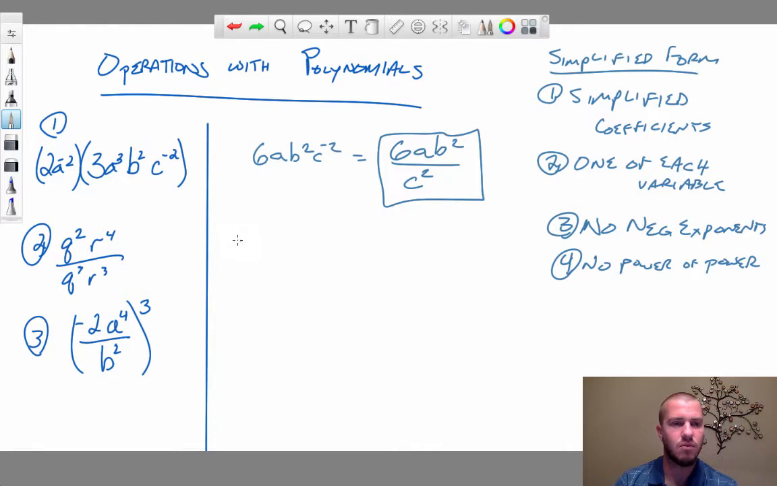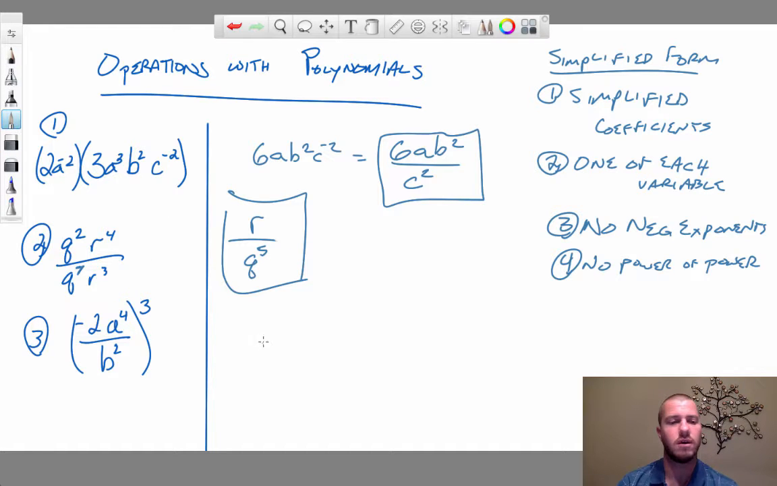So for this second one, this is q raised to the 7th in the denominator. So I have q squared over q raised to the 7th. That becomes q raised to the 5th in the denominator, because that's where the larger one is. And 4 minus 3 is 1, r to the first in the numerator, and that's it.